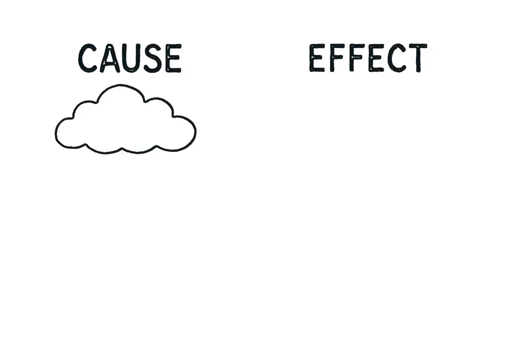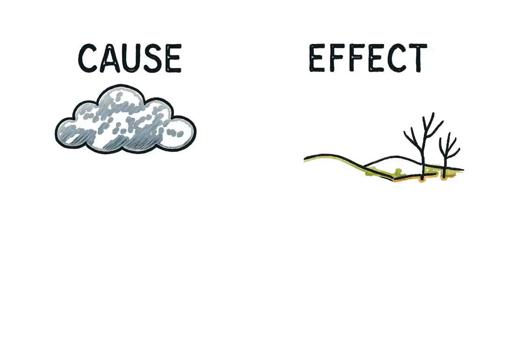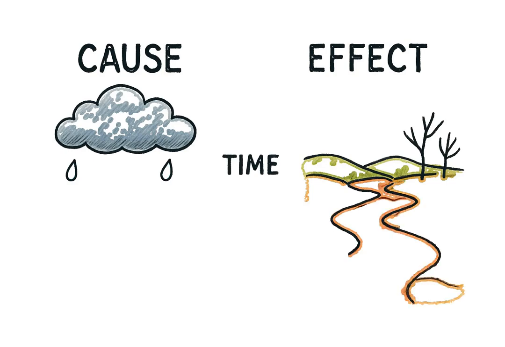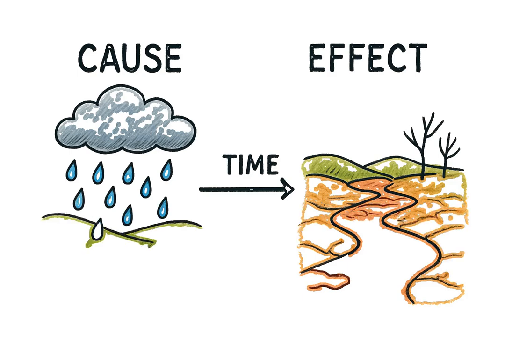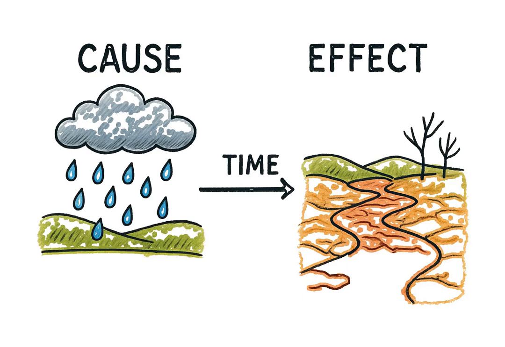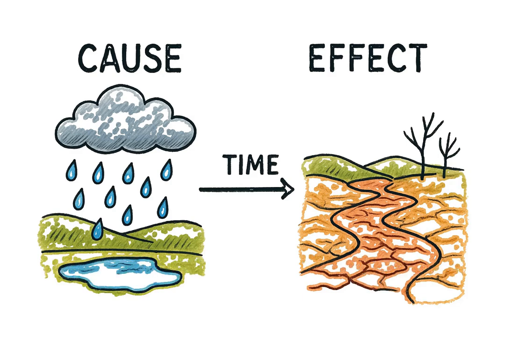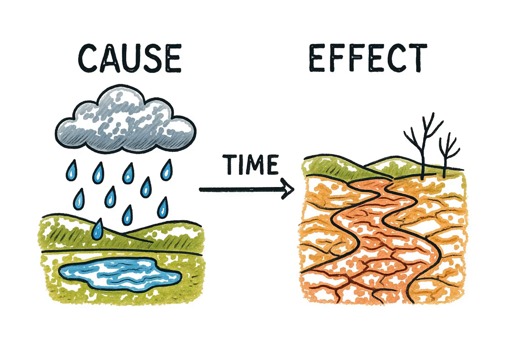Secondly, it reveals cause and effect. What happens first often causes what happens next. Think of a drought. First, there's less rain. That's the cause. Next, the rivers dry up. That's the effect. The time order makes that relationship crystal clear.